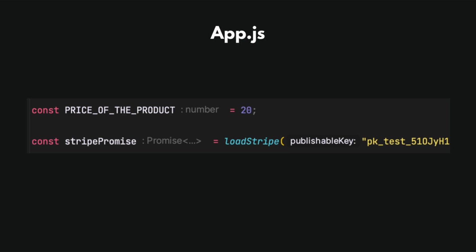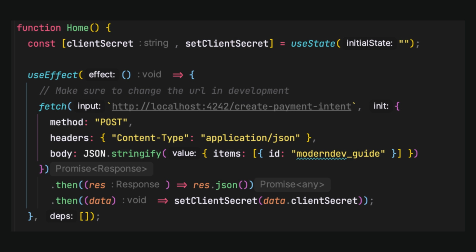Let's go back to the App.js file and define the price of the product so that it can be displayed in the UI. Then call loadStripe with the publishable key to configure the Stripe library. We can make below a home component which will immediately make a request to the endpoint on the server to create a new payment intent and get the client secret. Make sure you change the URL in production.